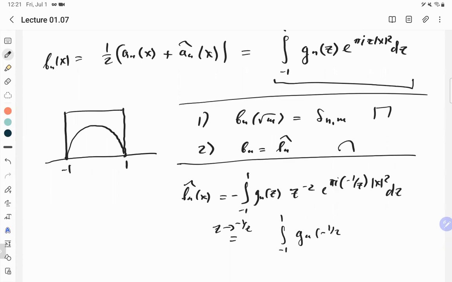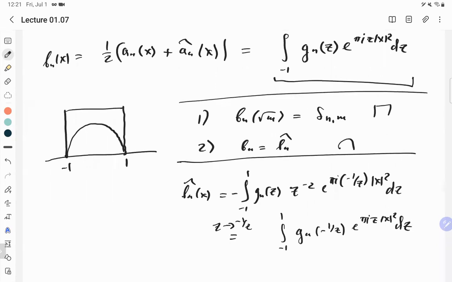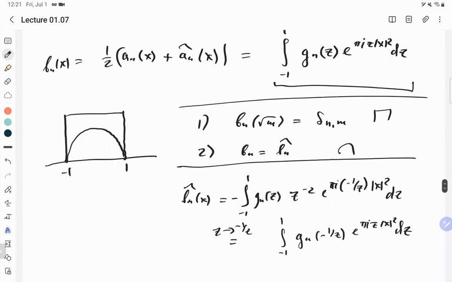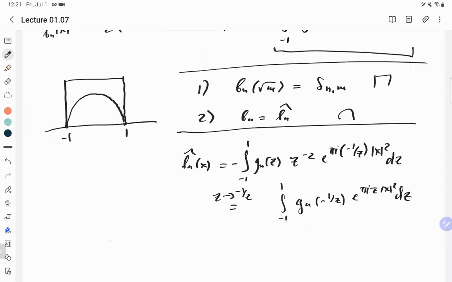Gn of -1 over c, e to the pi I z squared. So we again get an expression of the same type. So let's just postulate, for the Fourier transform, just different conditions. So Gn of c should be equal to Gn of -1 over c. And that will give us the Fourier invariance.